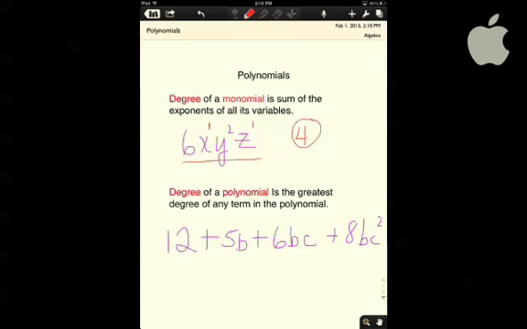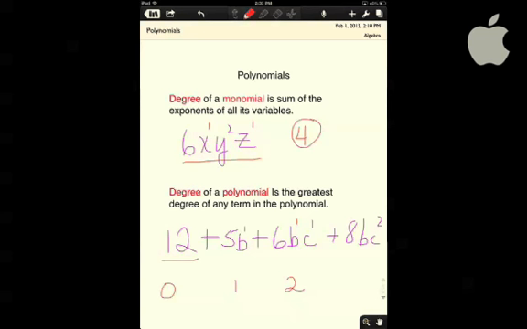Let's look at the example polynomial. 12 doesn't have a variable in it, so its degree is 0. 5b, the b has an exponent of 1, so its degree is 1. 6bc, both of those variables have a degree of 1. 1 and 1 are 2, so the degree of that term is 2.